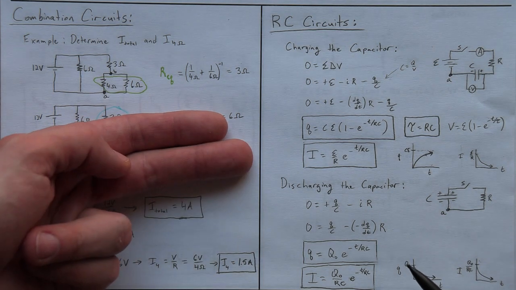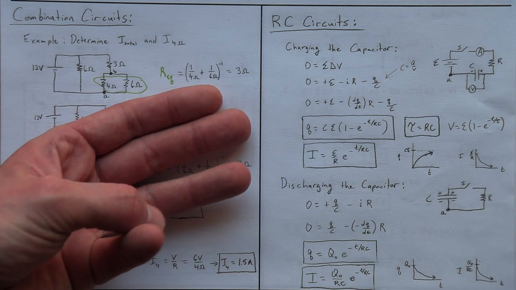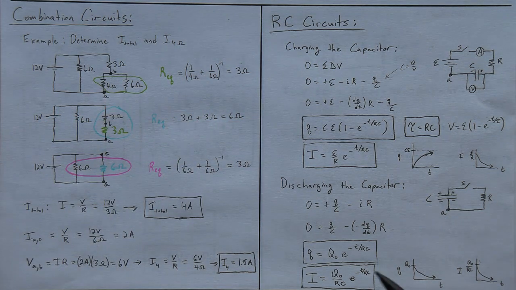What I have to do next is separate the variables, get all the Q's on one side, all the t's on the other, integrate both sides, and solve for Q final. And that's what you would get here. The charge just exponentially decays, e to the minus t over RC. And then you take the derivative of this and you get the current as a function of time, and the current decays e to the minus t over RC. So both the charge and the current decay.